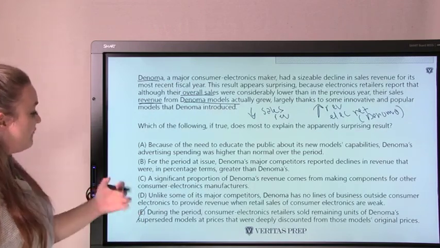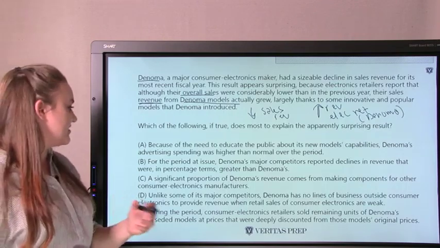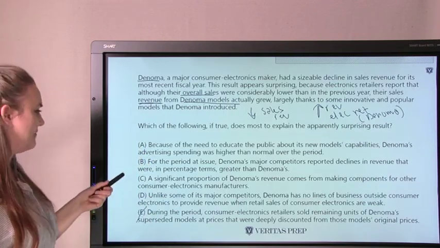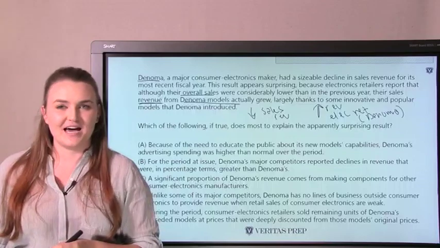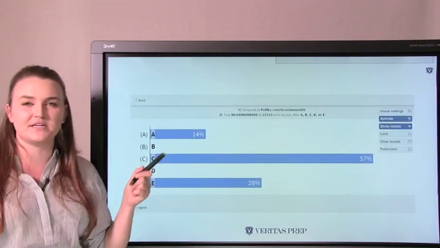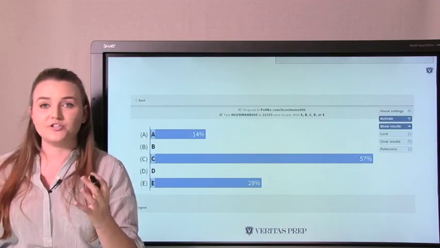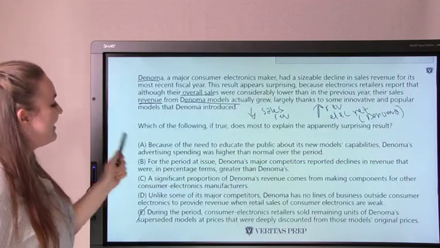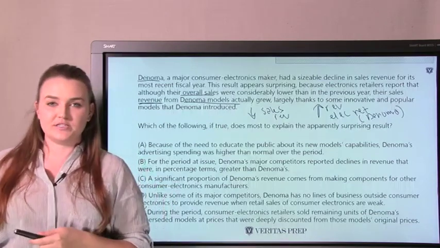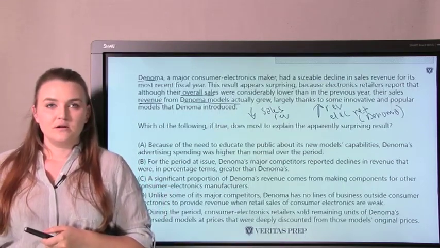However, if we circle through and look for opportunities, all right, well, because of the need to educate the public, their advertising spending was higher. We actually had several folks who chose answer choice A. Can someone talk to me, on a very similar line to the one we've just been speaking about, why answer choice A doesn't make sense to us here?